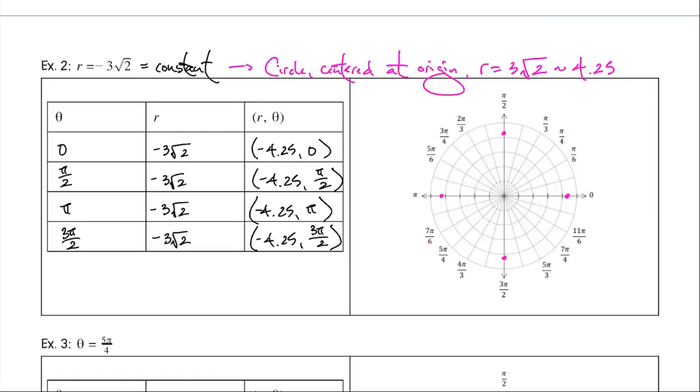Okay. So the negative in there, that didn't change the shape. It's still a circle, but it just changed the order in which we plotted the points. Okay. And so you can connect these. I don't think this one will be quite so nice, but we can connect these to make a circle that has a radius that is a little bit bigger than 4.